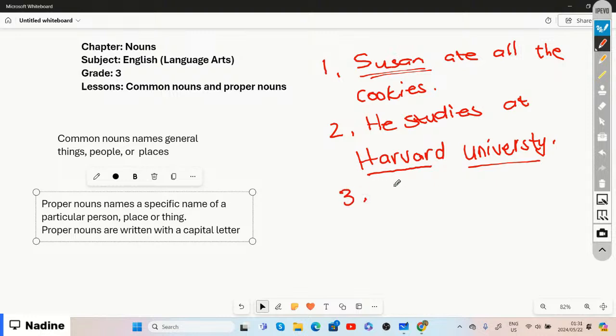He was at home. He was at home last Sunday. Or he was at home Sunday. What is our proper noun in that sentence? He was at home last Sunday, or he was at home Sunday.